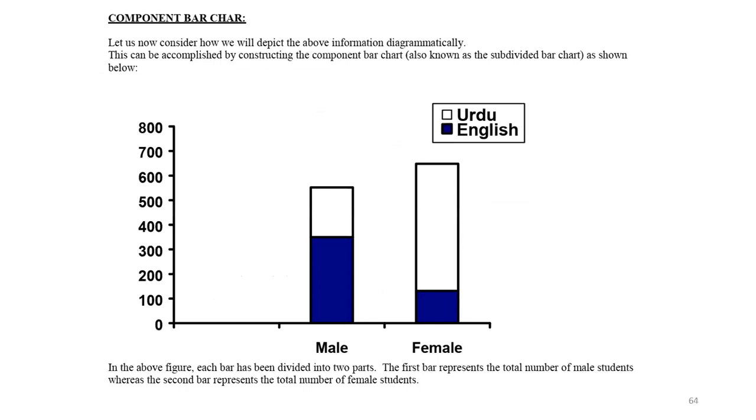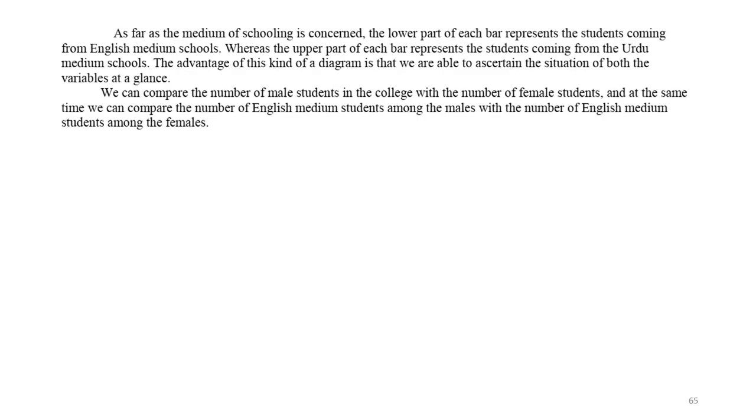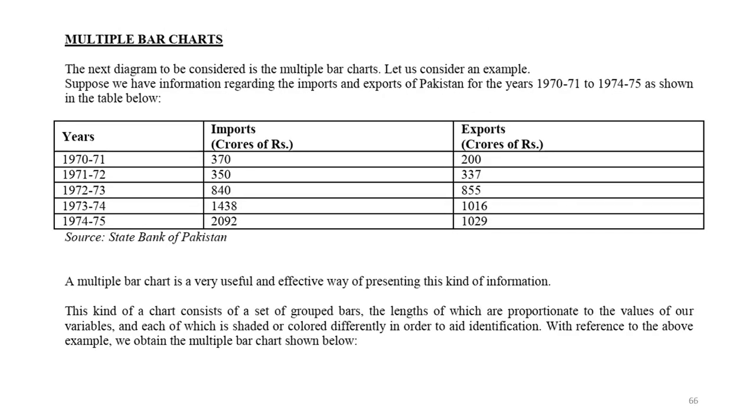You will use a component bar chart for components of a single thing. Components, because we are making the components of one variable, which will add up and give you the total figure. But you can see that in import and export, you cannot add import and export and get the total. This is the difference in situation.